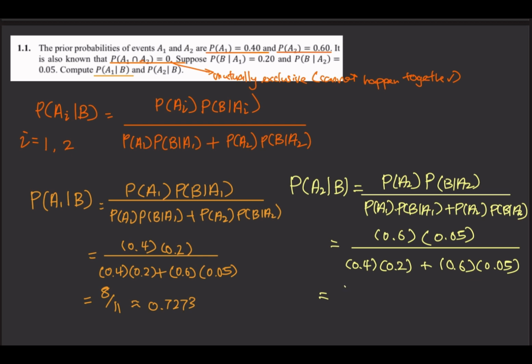You will get 3/11, which is approximately equal to 0.2727. And what you will realize is that when you add up these two probabilities, they will equal 1, because there are only two events, right? Only one event or the other can happen. There's no other option.